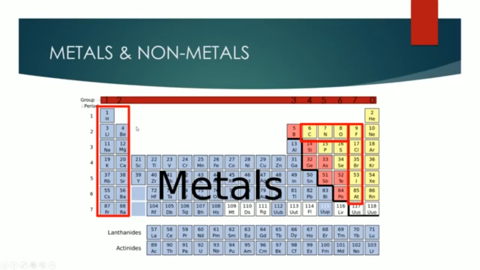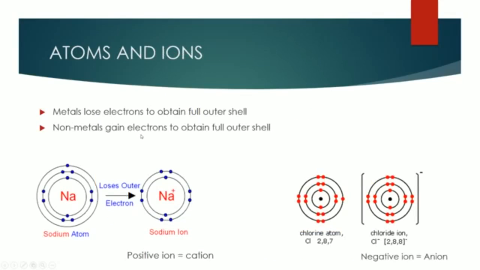Okay, so the first thing that we're going to be looking at is the distinction between atoms and ions, right? So as I said before, metals lose electrons to obtain a full outer shell, and non-metals gain electrons to obtain a full outer shell. For example, sodium is in group 1, so it's got 1 electron in its outer shell. All it needs to do is lose that 1 electron to gain a full outer shell, because that outer shell simply disappears and it leaves it with 2 shells, and the outer shell now has a full set of electrons, which is 8 electrons in the shell.